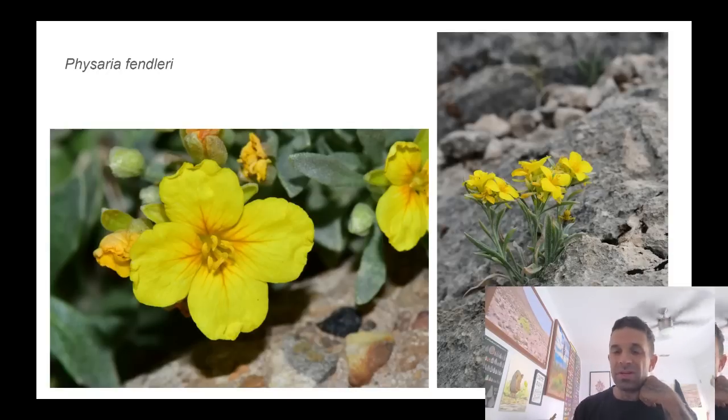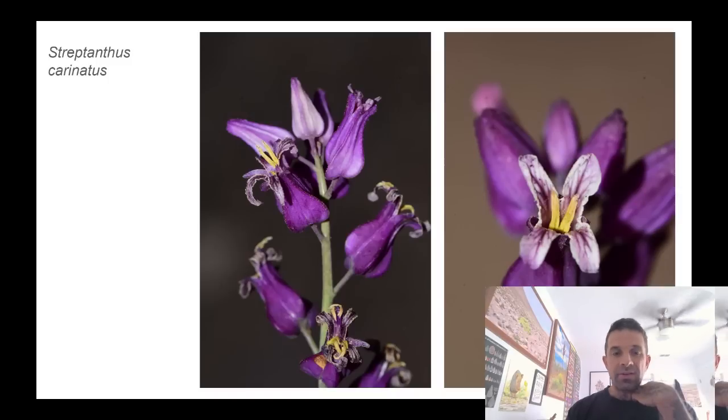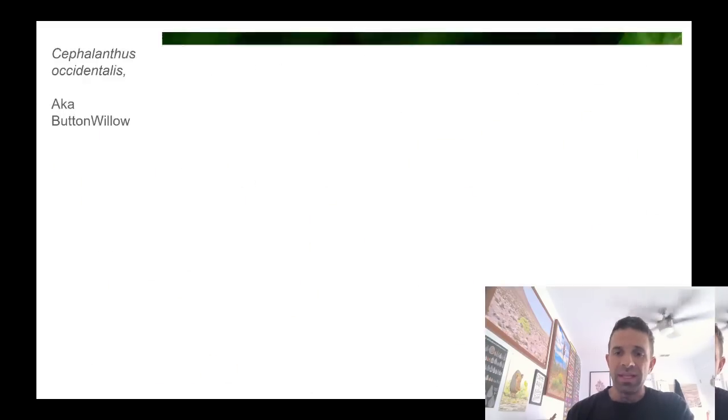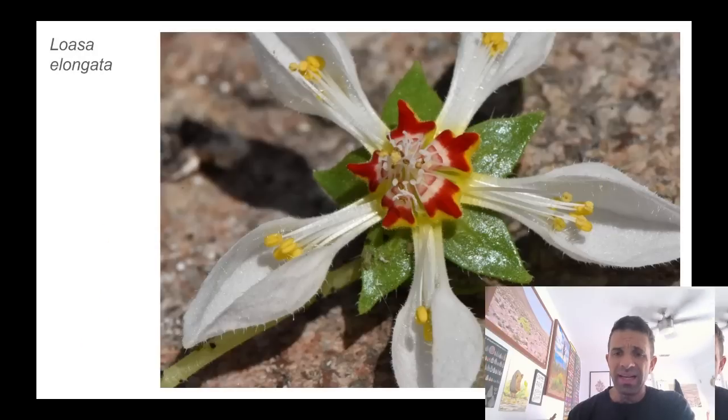If it starts messing around too much with its flower morphology, okay, it's going to have trouble reproducing. So the flowers stay relatively similar, but the leaves can shift. That's why we look at flowers. So there's Physaria fendleri, Streptanthus. These are all members of the Brassica family. Again, this is all last class.